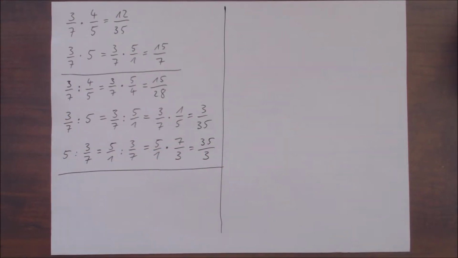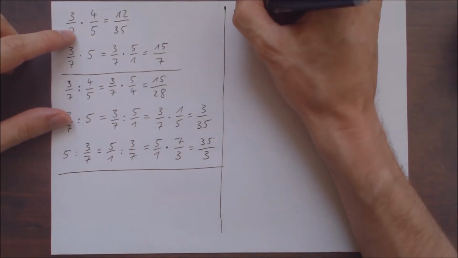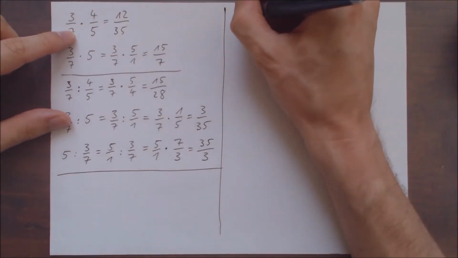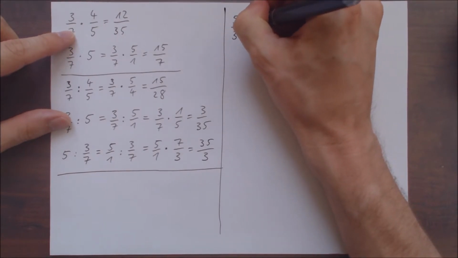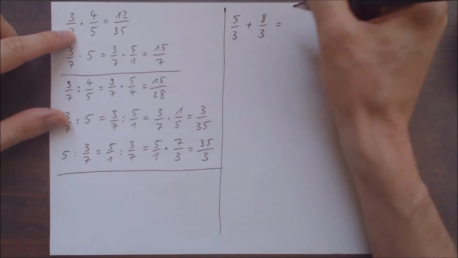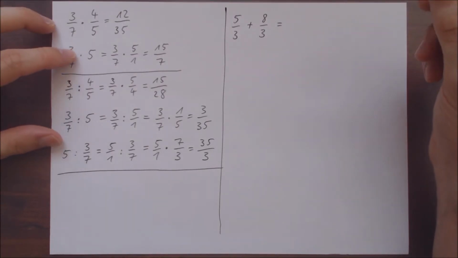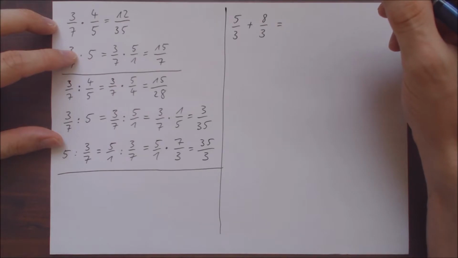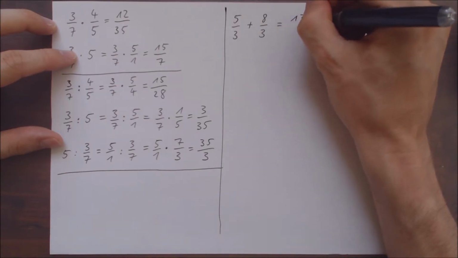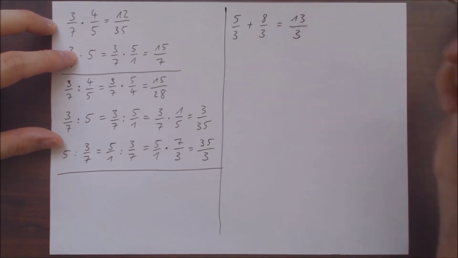Adding and subtracting of fractions is a little bit more difficult. We start with an easy example, 5/3 plus 8/3. Now, if you add or subtract fractions, it is important that the denominator is the same. The bottom number has to be the same, otherwise you cannot add or subtract fractions. So in this case, the denominator is already the same. It is in both cases 3, and that means we can just add the numerators. 5 plus 8 is 13, and keep the denominator, 3, and that's it.